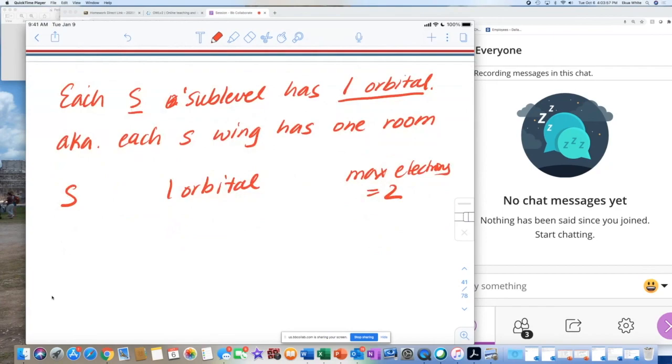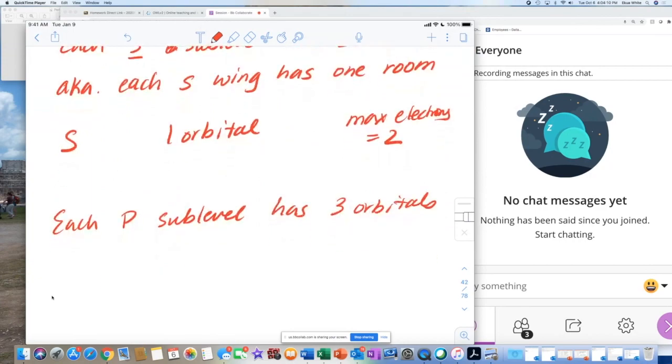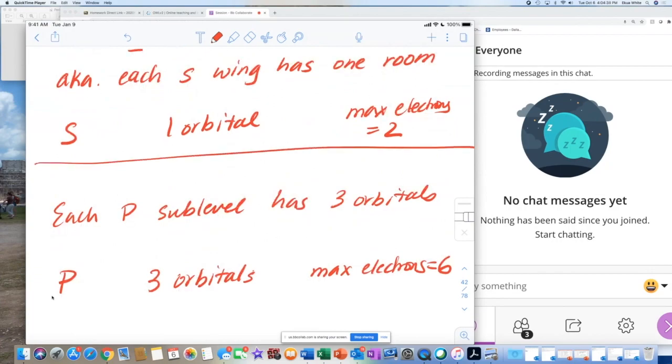Okay, so using the same idea, each P sublevel has 3 orbitals. That's just how they're arranged. So P sublevel, 3 orbitals. Since each orbital can hold 2 electrons maximum, max electrons equal 6, right? Because each orbital, like a room, can hold a maximum of 2 electrons. Okay, so we're moving on.